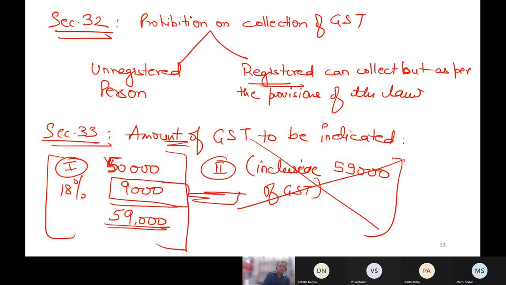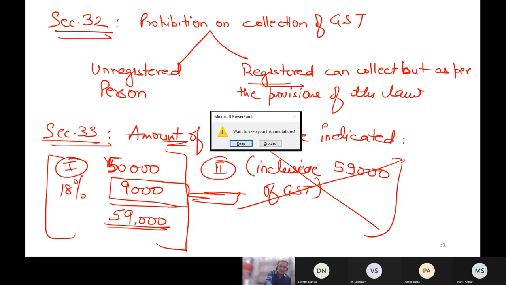You cannot show any tax invoice. You cannot give any bill where you can write including GST. No, show the amount of GST separately. This is what the point is. So every person who is liable to pay tax has to show the amount of GST separately in all the documents. This is what my section 33 is.